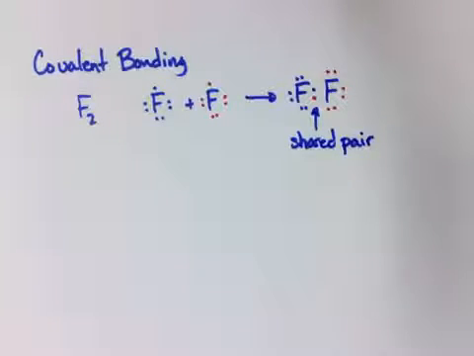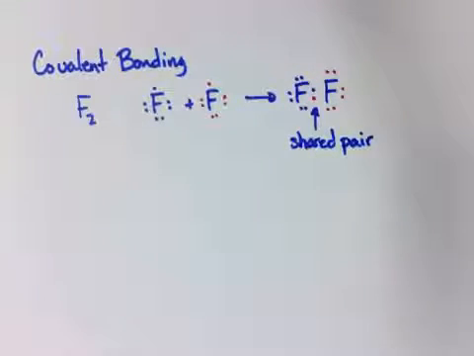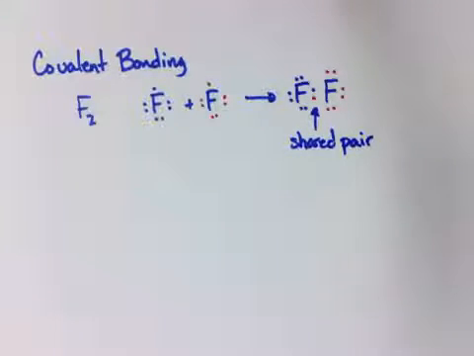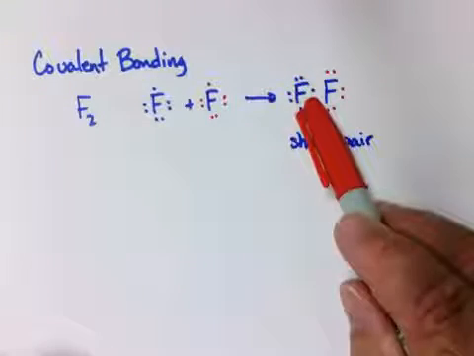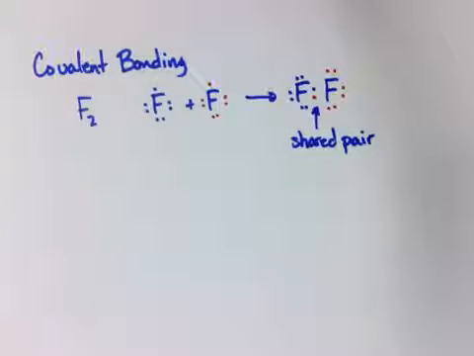than increasing its stability. And so by sharing these two electrons, each fluorine atom achieves an octet. A shared pair counts for both of the atoms that are involved in the chemical bond. And so this fluorine has 2, 4, 6, 8, and this one has 2, 4, 6, 8. And so each is able to achieve an octet by sharing one of its electrons with another atom.